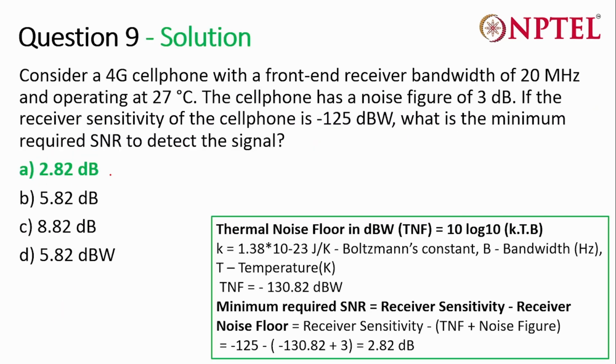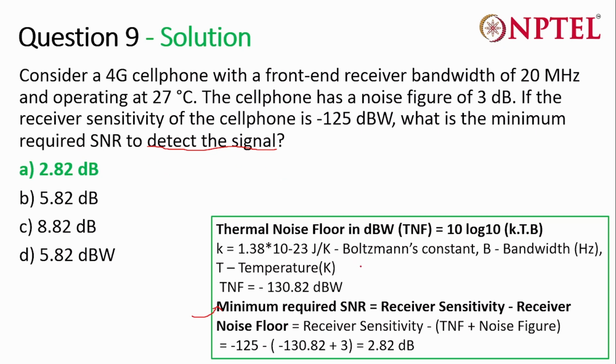Okay, so I'll tell you how to solve it. So basically, the formula for minimum required SNR is receiver sensitivity minus receiver noise floor. So, why do you want to find the minimum required SNR? When you transmit a signal, the signal is going to get received by the receiver, and there will be a path loss involved in your signal. Then there is going to be some noise at the receiver. Ultimately, to detect your signal, there is a particular amount of SNR which you definitely need.